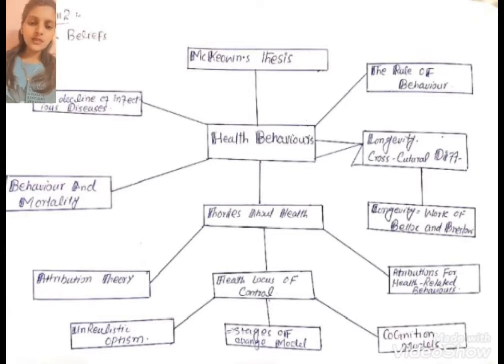Social and behavioral sciences is a public health discipline that focuses on health promotion, illness prevention, and barriers to health behavior changes on both the individual and the health system levels.